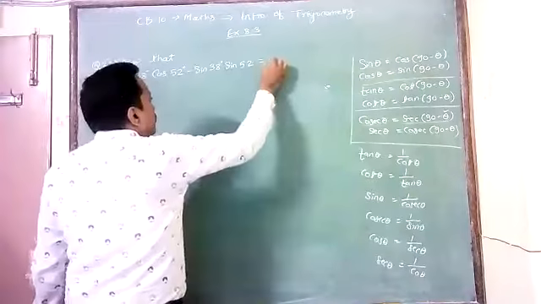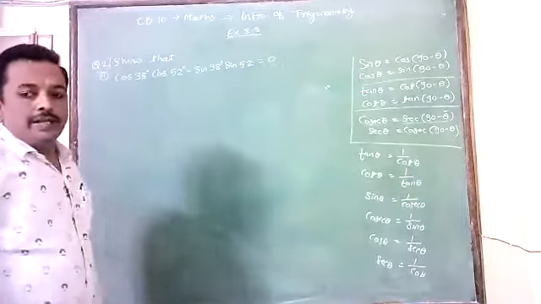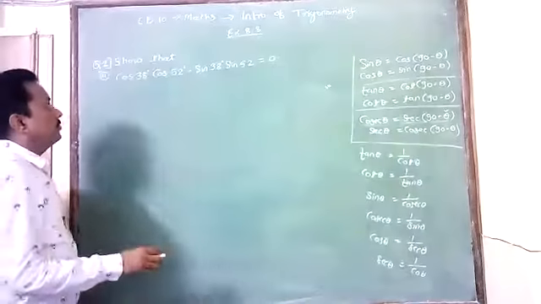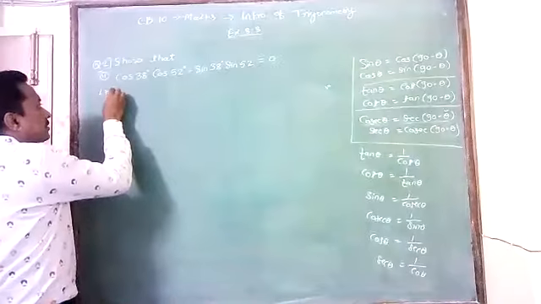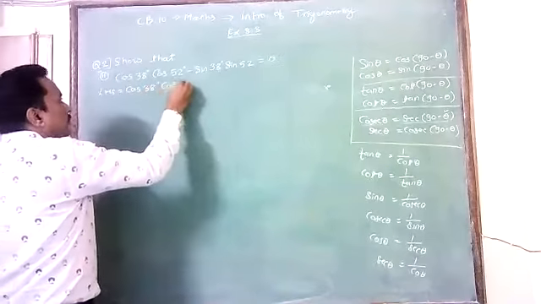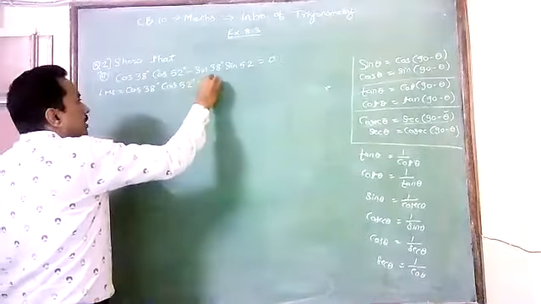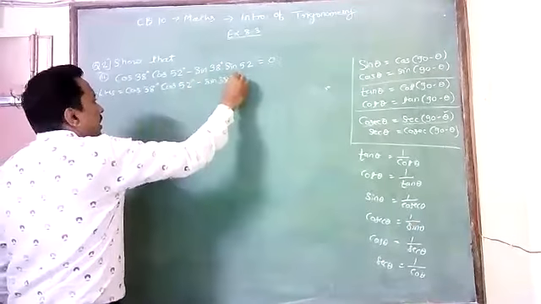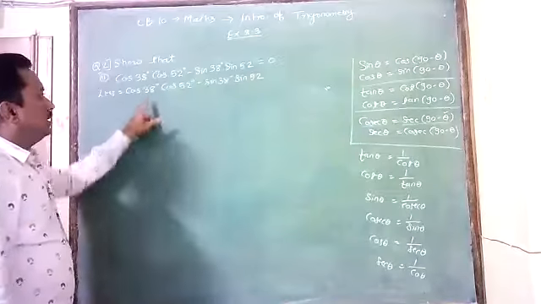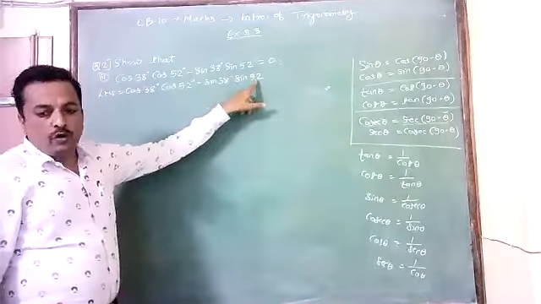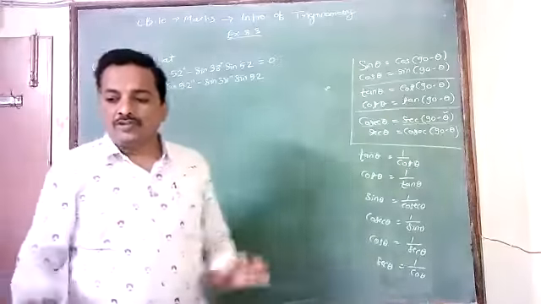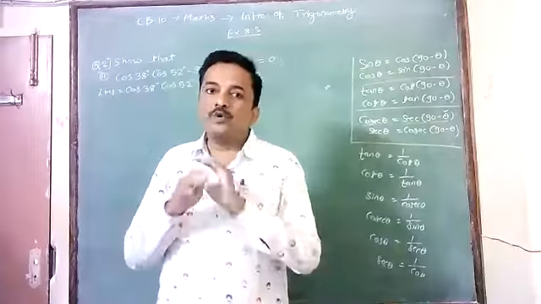LHS is given and RHS is 0. Again, we have to do the same thing. LHS is equal to cos 38, cos 52, sin 38, and sin 52. See, this 38 and this 52 are complementary. Either change both the cos or change both the sin.